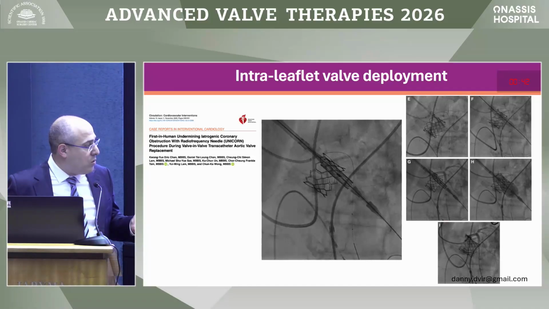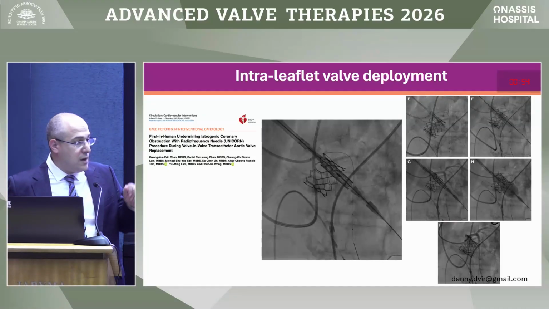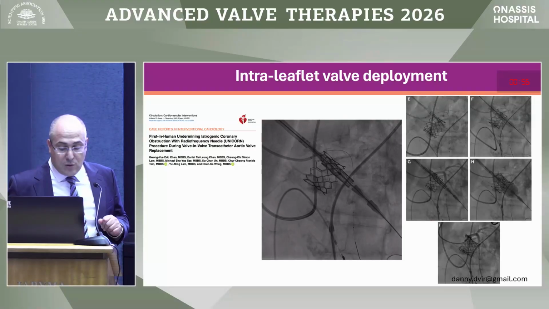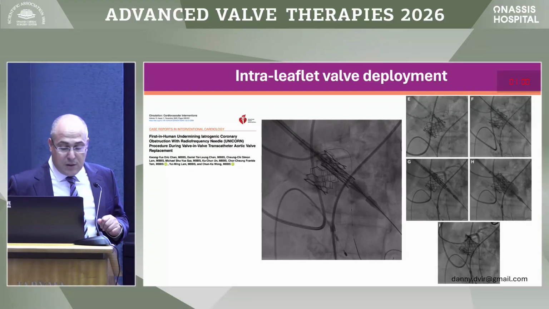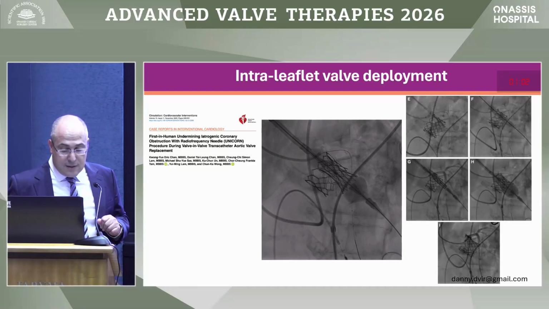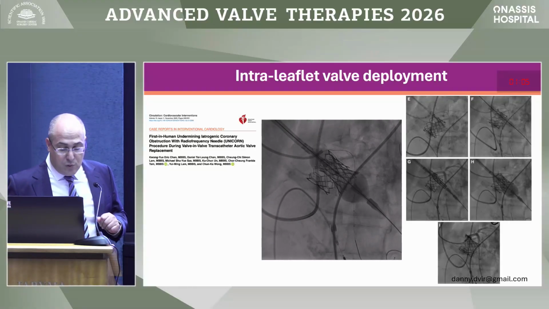It's an interesting approach. It's easier to do than a basilica. It starts like a basilica procedure by traversing a leaflet and then escalating with balloons and eventually deploying a full valve through that hole in the leaflet. This is from the original paper, but later on I did like 6 cases already of unicorns.